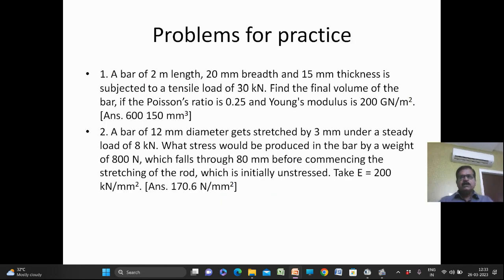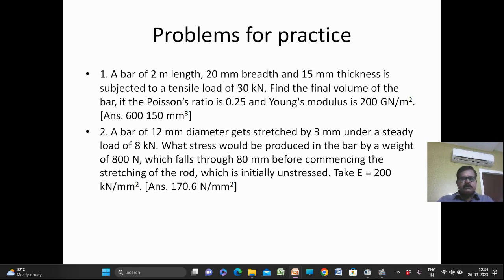Now these are the problems for practice. Students, please take note of these problems and solve them on your own. The first problem is a bar of 2 meter length, 20 mm breadth and 15 mm thickness. This is not circular in cross section; it is rectangular in cross section. It is subjected to a tensile load of 30 kN. Find the final volume of the bar if the Poisson's ratio is 0.25 and Young's modulus is 200 giganewton per meter square.